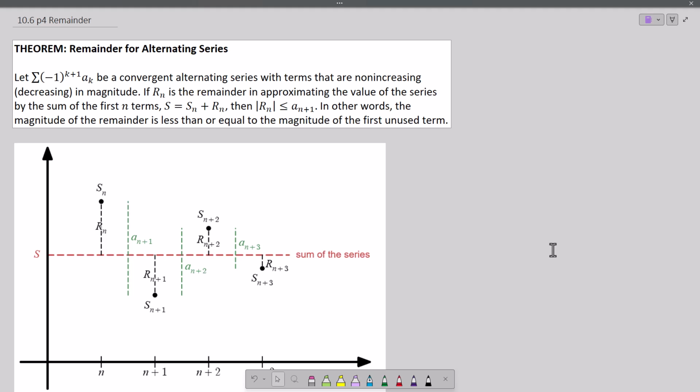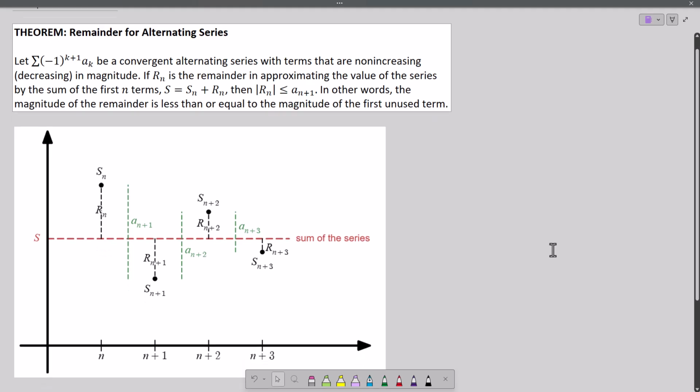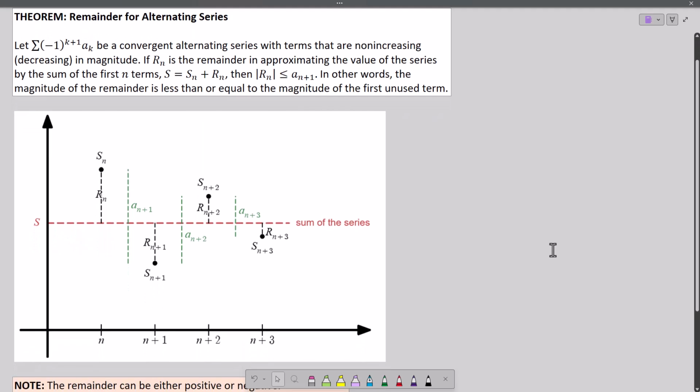And I mentioned that we saw some remainder ideas that were a little complicated. The one remainder that we're going to look at in detail is for the alternating series. The alternating series is a pretty easy type of series to try to get a handle on the remainder.